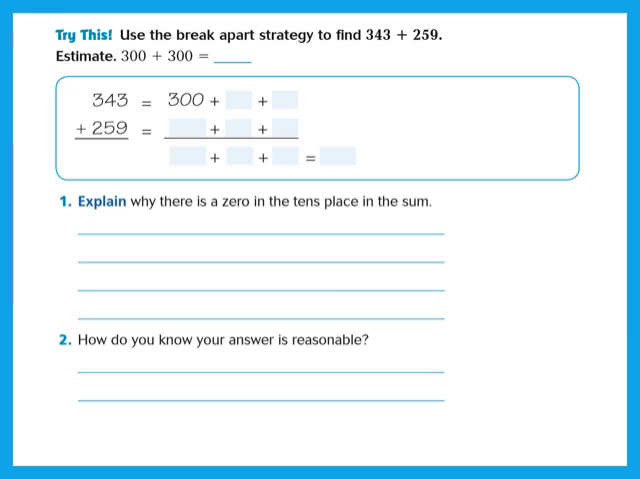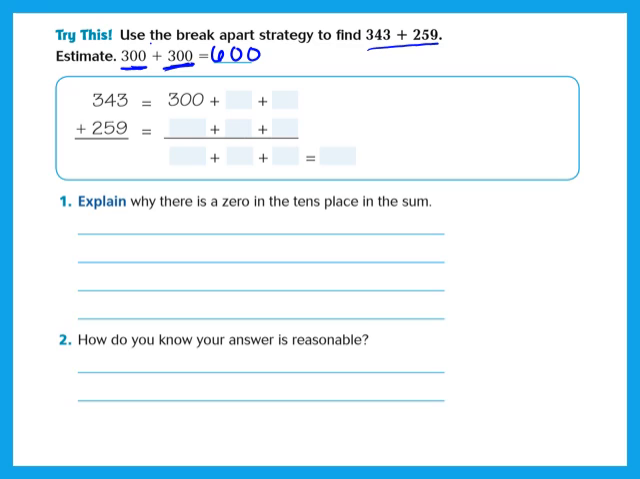Alright, this is the back of what we just did on page 26. If you take a look, there's one more example problem. They want me to use the break apart strategy to find 343 plus 259. My first step is to estimate. Remember, when I estimate, I round. So 343 rounded to the nearest hundred would be 300. And 259 rounded to the nearest hundred would be 300. So when I add 300 plus 300, that equals 600. So I know that my exact answer should be somewhat close to 600.